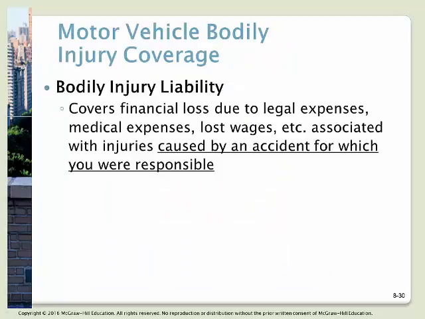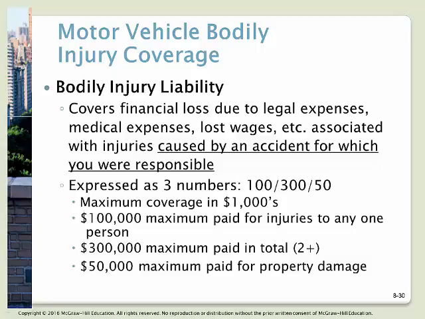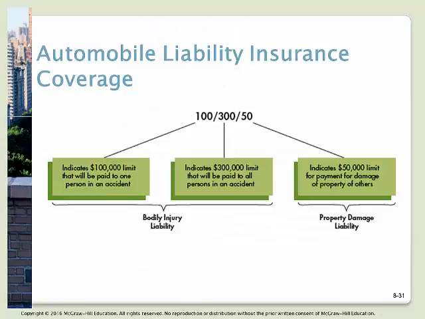This coverage is for injuries for which you are responsible. The coverage is expressed as three numbers in thousands, as shown 100, 300, 50. The 100 is $100,000 of maximum coverage for injuries to one person. The 300 is $300,000 maximum total for injuries to two or more people. And the 50 is $50,000 for property damage. Again, this is for damages you are responsible for. This graphic explains it again.